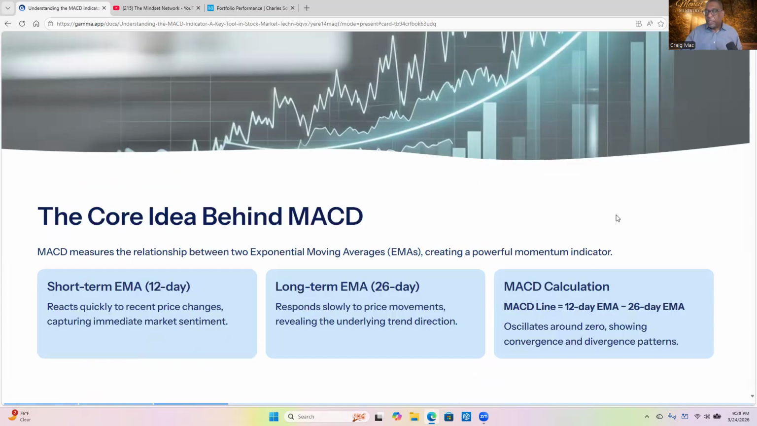Core idea behind the MACD. It measures the relationship between two exponential moving averages, the 12-day and the 26-day. And over here to the far right, you see how it's calculated.